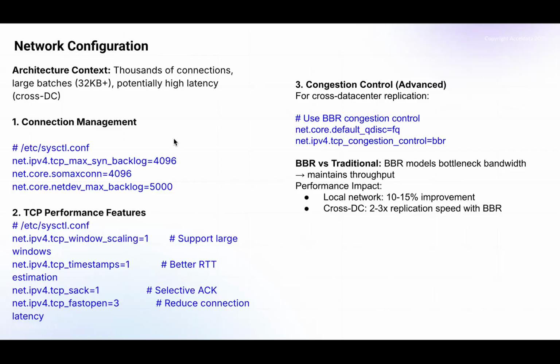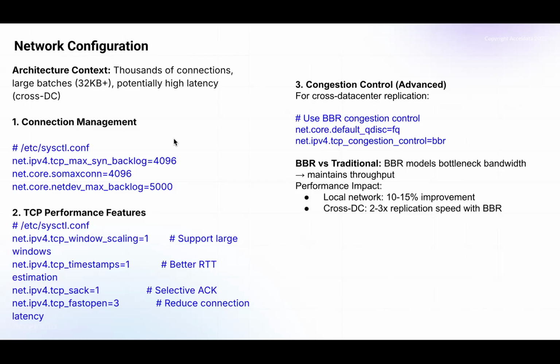Second, TCP performance features. We already mentioned window scaling, timestamps, and SACK earlier. These are critical for high throughput connections. Add tcp_fastopen equals 3 to reduce connection establishment latency. This allows data to be sent in the initial SYN packet.